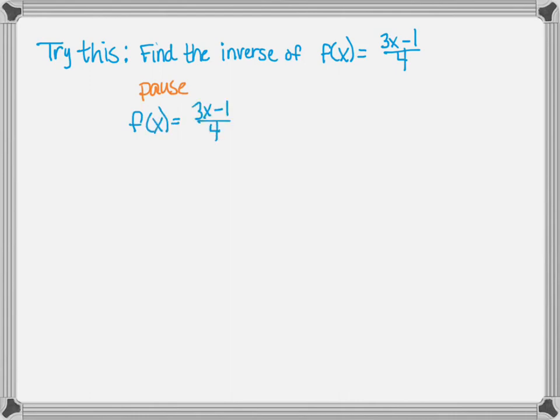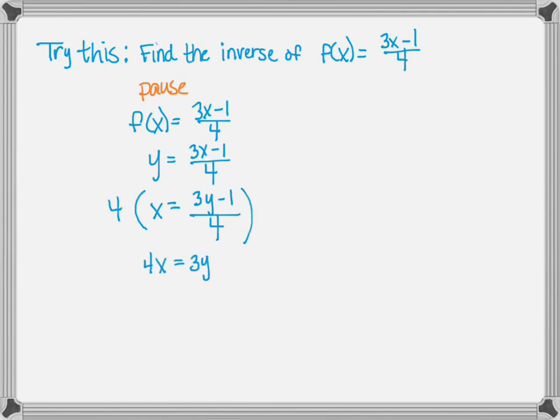Okay, so f of x equals 3x minus 1 all over 4. We will switch out f of x for y and write y equals 3x minus 1 all over 4. Now we will swap x and y. So x equals 3y minus 1 all over 4. And now we'll get y by itself. And I'll start by multiplying both sides of my equation by 4. And I get 4x equals 3y minus 1.